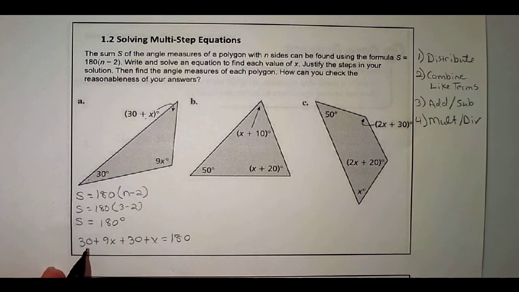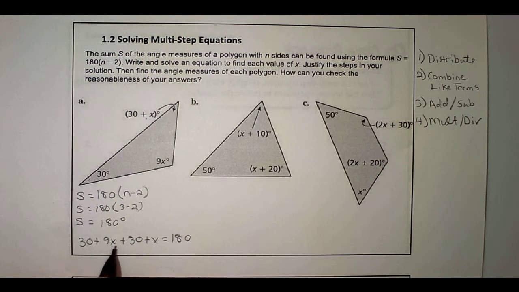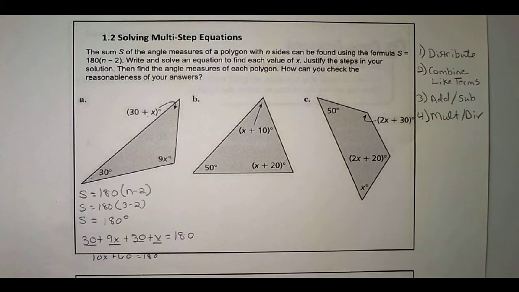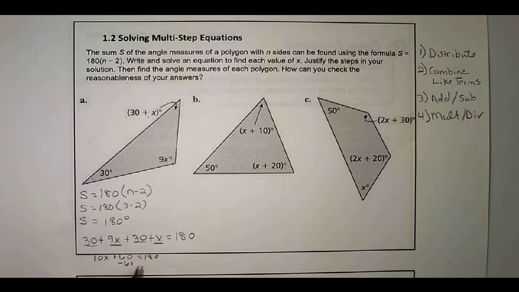So I don't have anything to distribute, so I need to combine like terms. So I'm putting my friends together. Like terms need to have the same variable with the same exponents, or constants. So I have 9x plus 1x gives me 10x. I have 30 plus 30 gives me 60, equals 180. I need to get 10x all by itself, so if I'm adding 60, to get rid of that I am going to subtract 60.